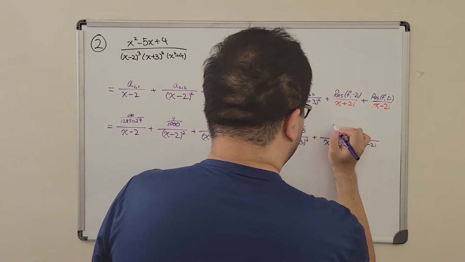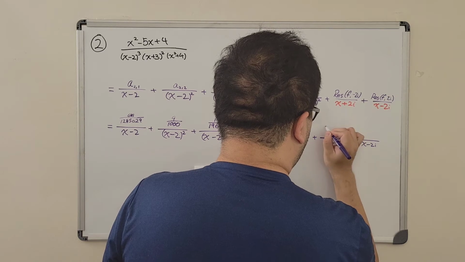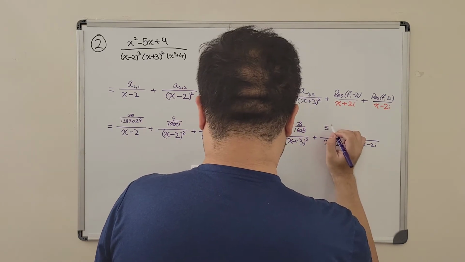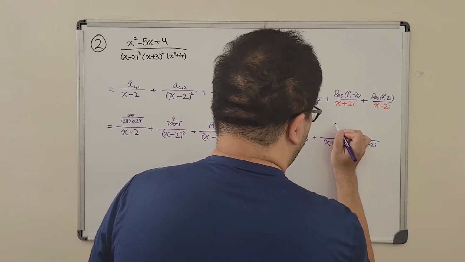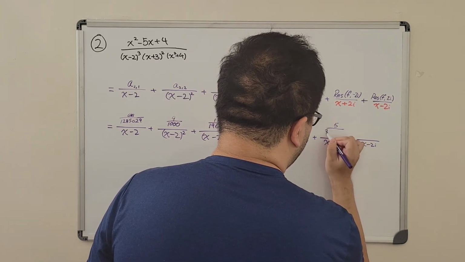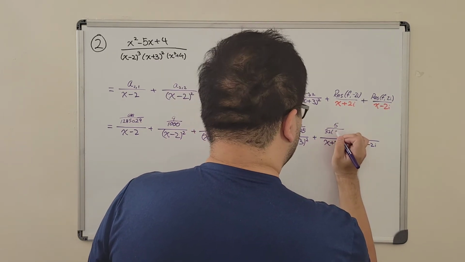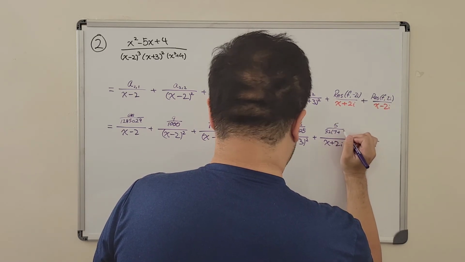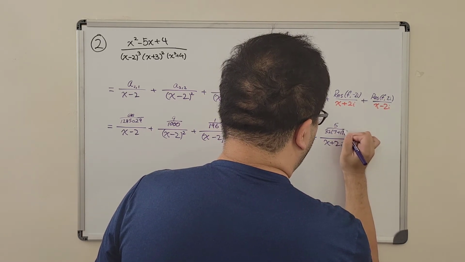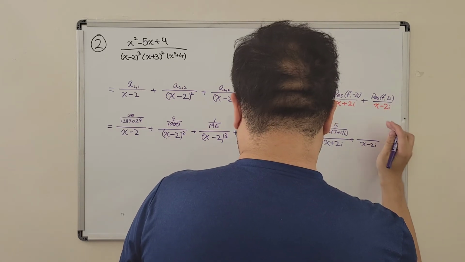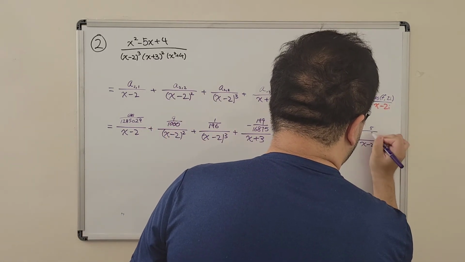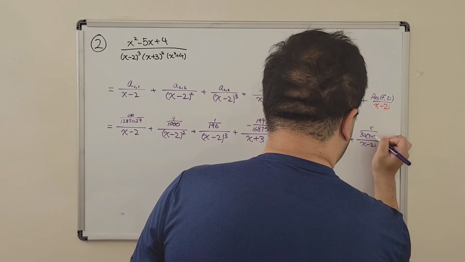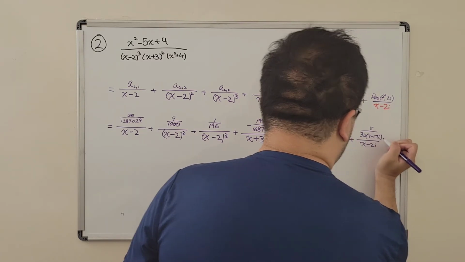Now, last but not least, for the residues that involve the complex numbers, we get the following. For the negative 2i term, let me rewrite this, we get 5 over 32 times 7 plus 17i. For the positive 2i term, we get 5 over 32 times 7 minus 17i.